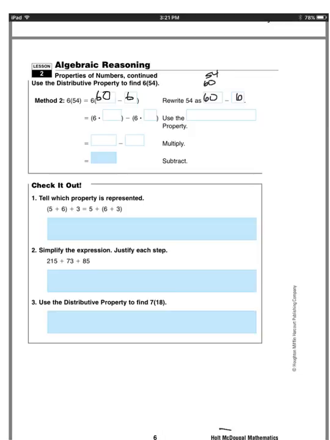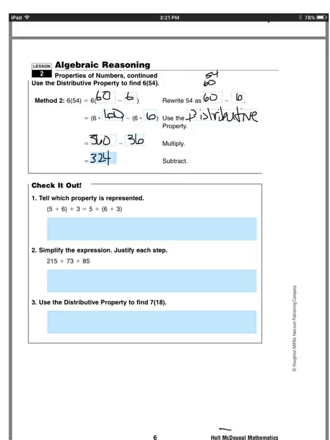So then we use the distributive property, and all of a sudden my pen is not writing well. That says distributive. And we bring down our two numbers. We bring down our 60 and we bring down our 6. And then we multiply. 6 times 60 is 360 minus 6 times 6 is 36. And we get 324. So you get 324 either way.